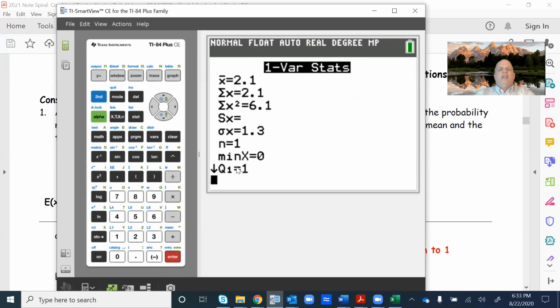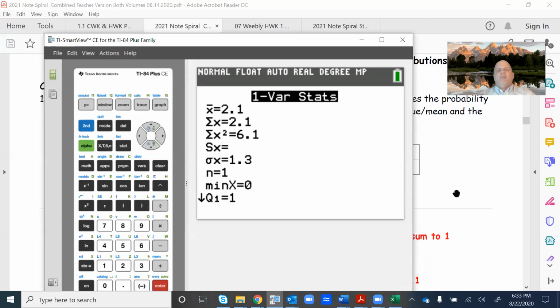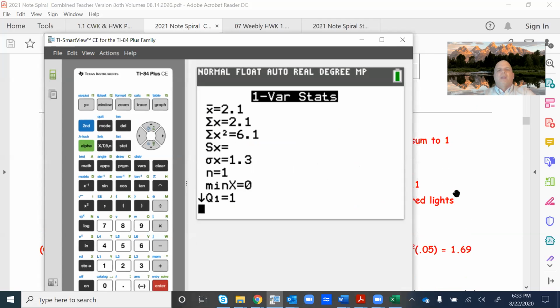And I press calculate, and I find out that I get a mean of 2.1 and a standard deviation of 1.3. It didn't give me the variance, so to get the variance, I'll have to square that value. So there's a 2.1, 1.3, and 1.3 squared is 1.69. So that's a fairly easy problem to do in the calculator. It's a fair amount of writing by hand, but in the calculator, it's fairly easy.